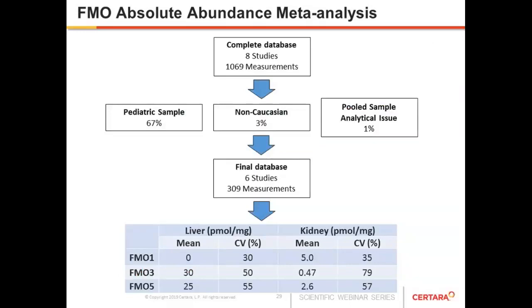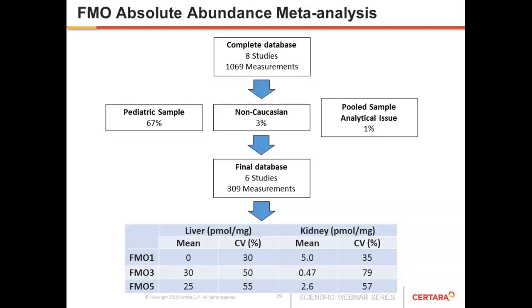exclusion criteria. We've excluded 67% of the measurements because they are samples from pediatric population, 3% due to non-Caucasian samples, and 1% due to poor samples or analytical issues. So the final data set consists of 6 studies with more than 300 measurements, and these are the measurements that went into the final analysis.